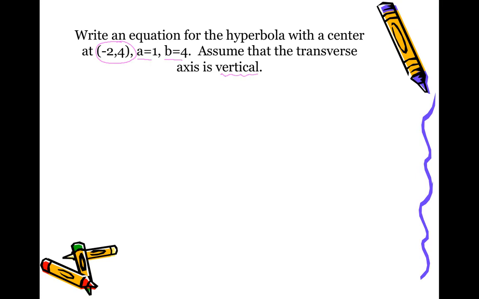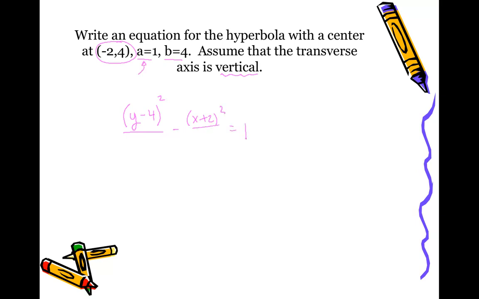So I'm going to choose to write y first because it's vertical, and I want that to be positive. It doesn't matter as long as it's positive. I can actually do it both ways. So maybe we've got y minus 4 squared over something minus x plus 2 squared over something equals 1.